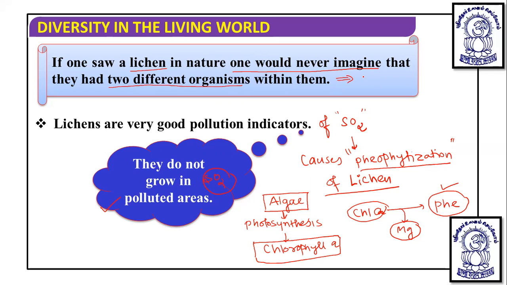Why? Because there is a phycobiont and a mycobiont, that is the fungal part. The phycobiont, the algae of the lichen, makes up only 5% or less of the body, whereas the remaining greater than 95% of the body is made by the fungal part. Because one partner occupies a small area, whereas the other occupies most of the body, they look like one body.